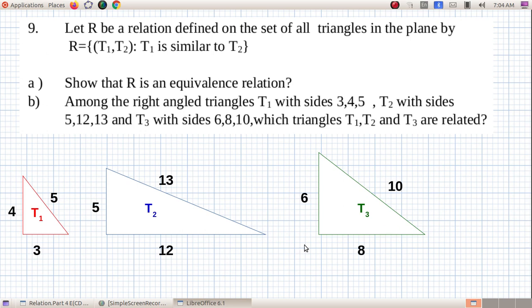By observing these pictures, we can easily say which of these two triangles are similar. Is T1 similar to T2? No. Is T2 similar to T3? No. What about T1 and T3? They are similar in shape, only different in size. Therefore, the triangle T1 is similar to T3. By observing the picture itself, we can say T1 and T3 are related.